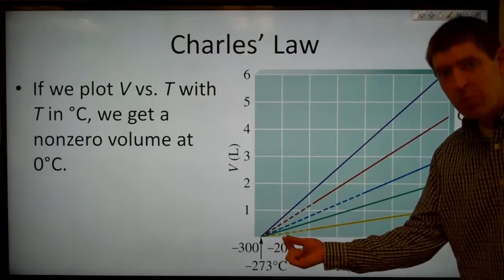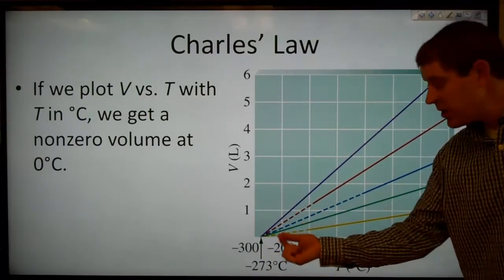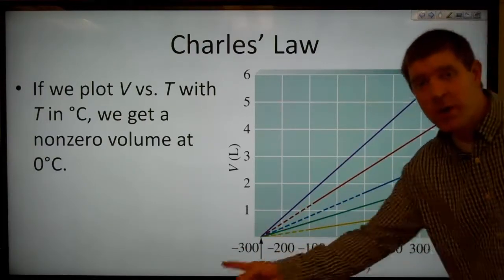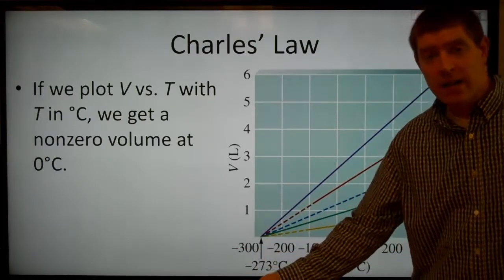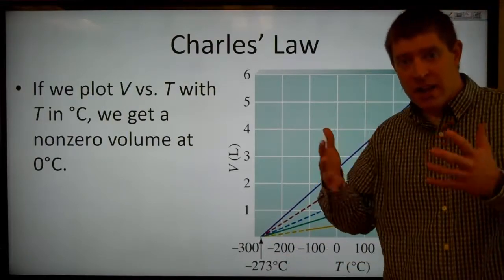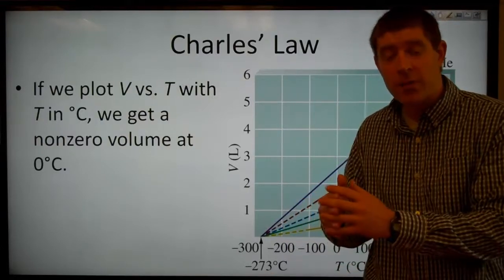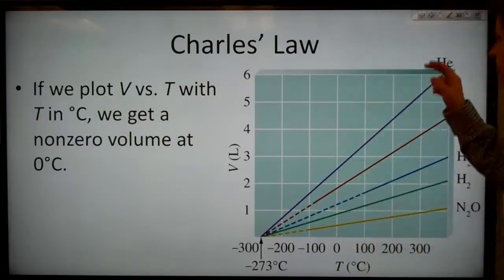And what that tends to indicate to us is that there's some temperature which we probably can't get below, because if we do, these volumes seem to indicate that we should have a negative volume. We can't get a negative volume. It doesn't physically make sense to have a negative volume. You can get a volume of 0, but how do you get a negative volume? Something that occupies less than no space.